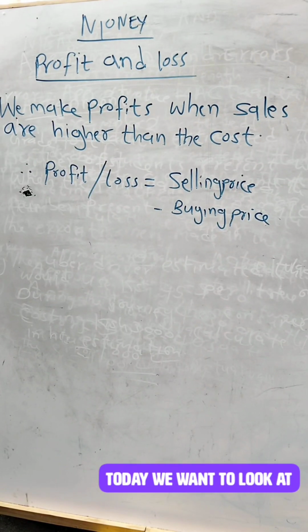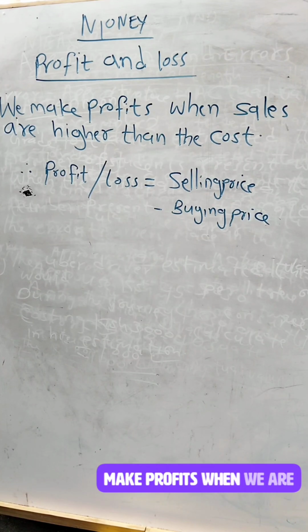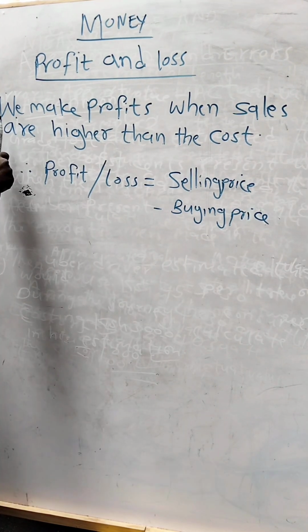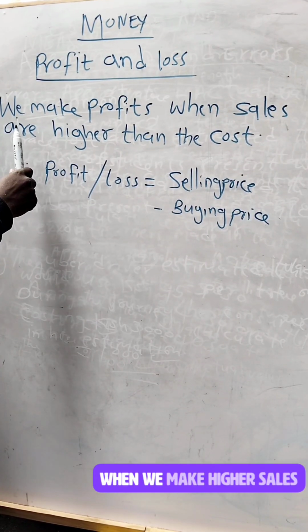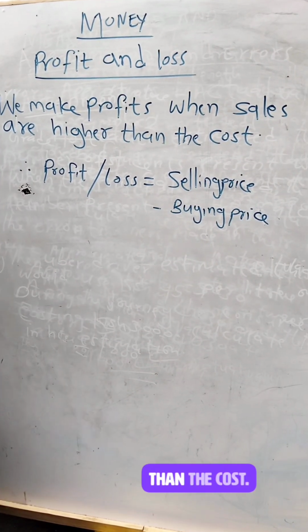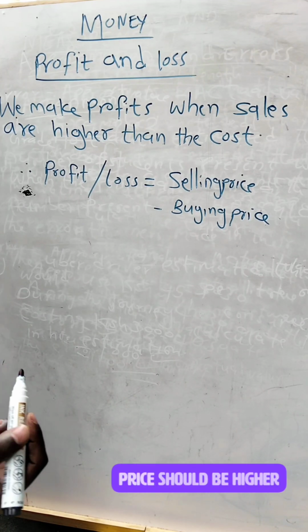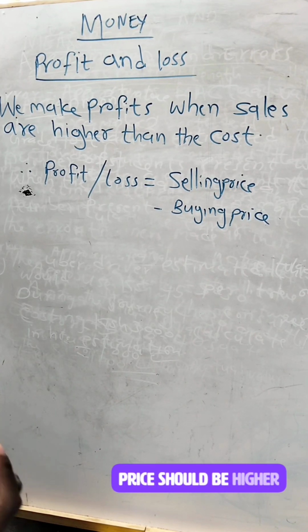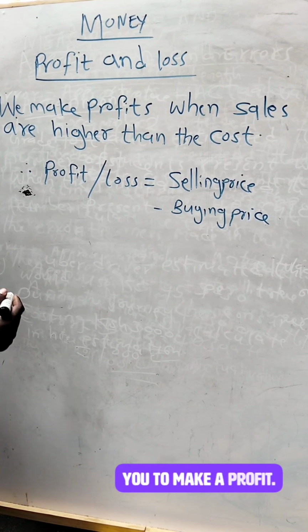To look at money, profit and loss, I want us to look at basic questions on profit and loss. We want to see how we make profits when we are dealing with money. We make profit when we make higher sales than the cost. That means the selling price should be higher than the buying price for you to make a profit.